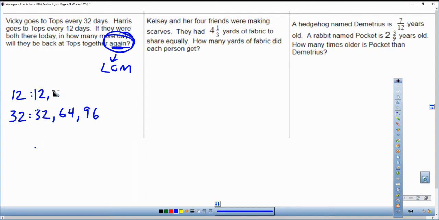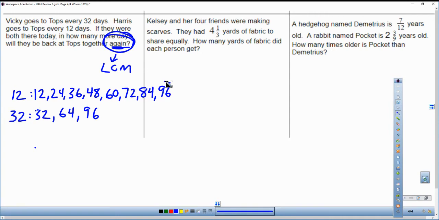So we got 12, 24, 36, nothing yet. 48. 60 would be the next one. 72. I'm going to kind of go into the next box here. Apologize to the next box. Sorry. And then the next one would be 96.